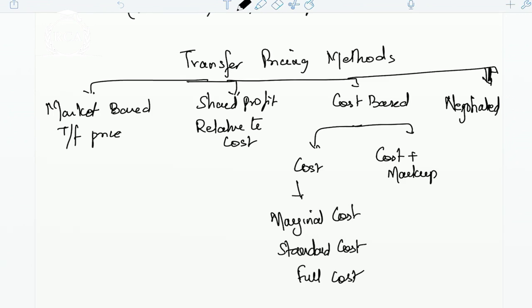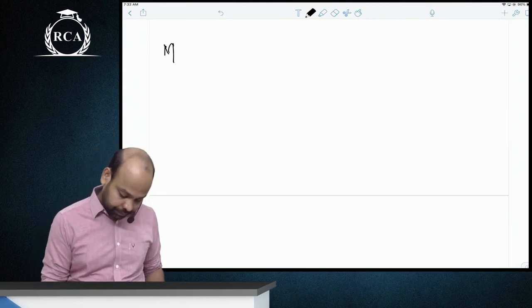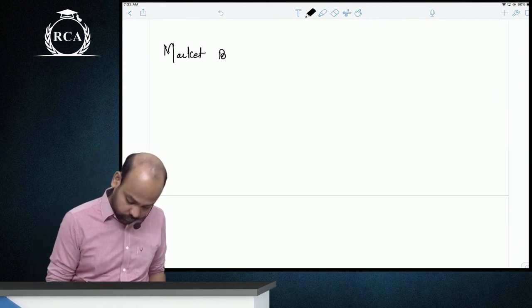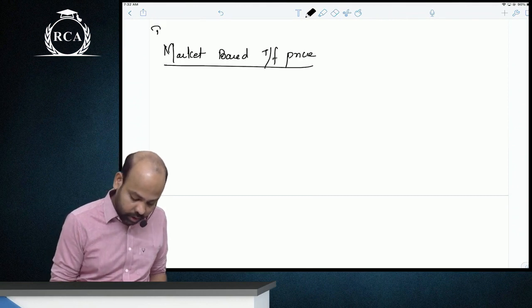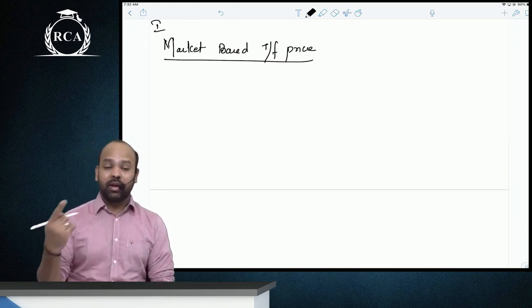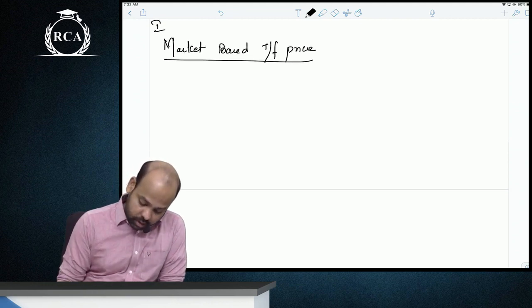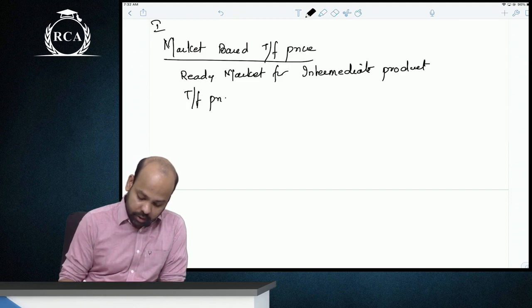Yes, guys. The first one is the market based transfer pricing method. Let us all write it. Under the market based transfer pricing method, when is it useful, guys? First, there should be a ready market for the intermediate product. For the intermediate product, the transfer price would be equal to external price.